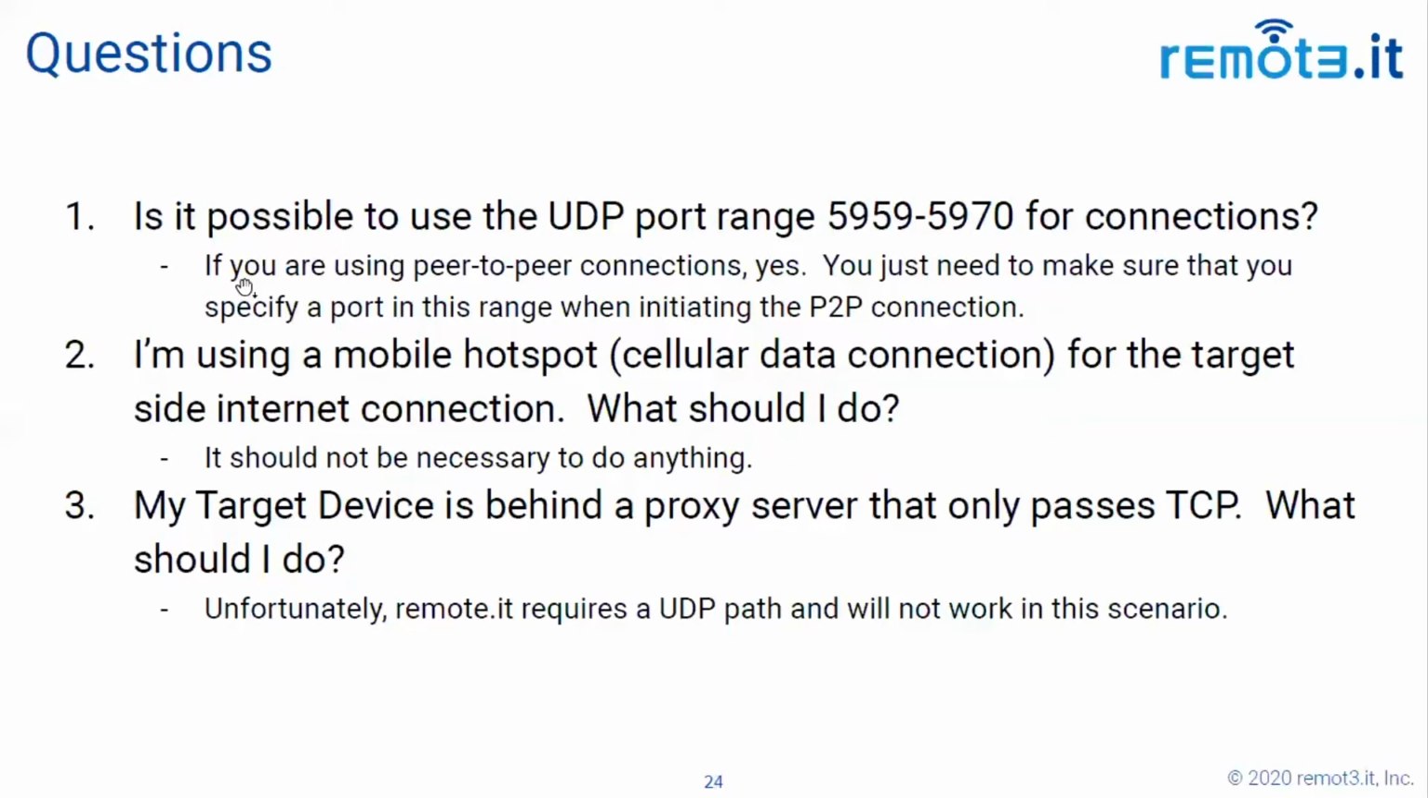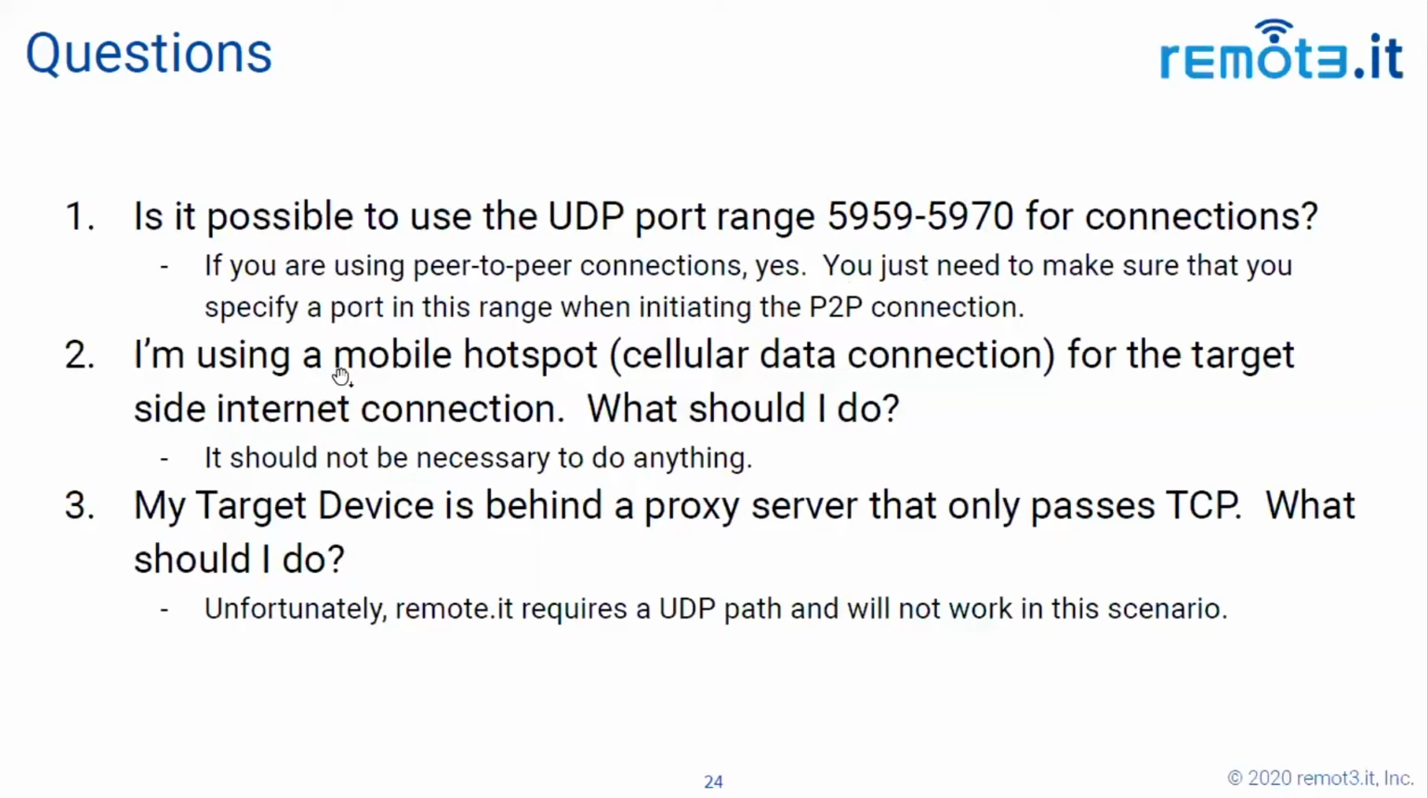And the first one is: is it possible to use the UDP port range 5959 to 5970 for connections? As I already told you, 5959 to 5970 UDP is already used for the chat server. The answer is yes, if you're using peer-to-peer connections. You would make sure that you specify a port in this range when initiating or configuring the peer-to-peer connection. In the previous example, I showed the value of 33,000, but if you wanted to have just this one range open, then you could also make connections in this range.